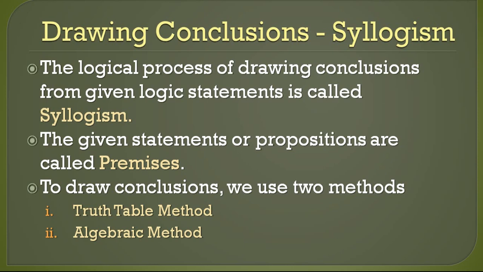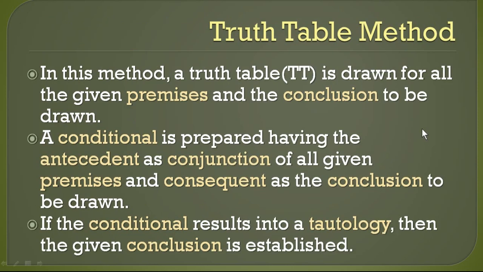To draw conclusions, we use two methods. One is truth table method and second one is algebraic method. So here you are going to see how to draw conclusion using truth table method. In this method, a truth table is drawn for all the given premises and the conclusion to be drawn. So you are going to draw a truth table for all the premises, that is all the variables, and then you are going to draw the conclusion.